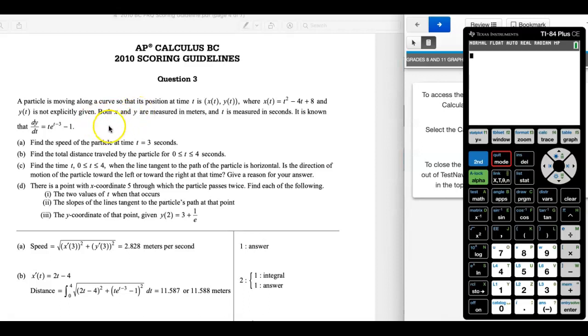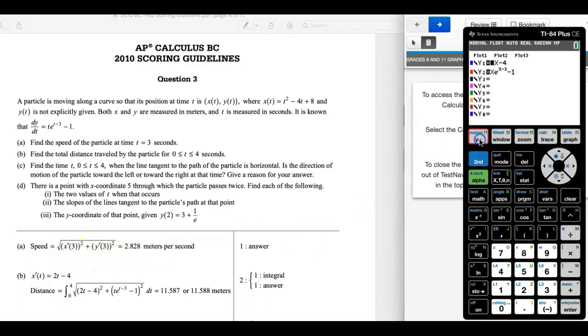For part A, we want to know the speed of the particle at time 3 seconds. Again, I am showing you the answer key here so that I can walk you through typing this into your calculator. But the speed equation is going to be the square root of (dx/dt) squared plus (dy/dt) squared, and we are substituting in 3.